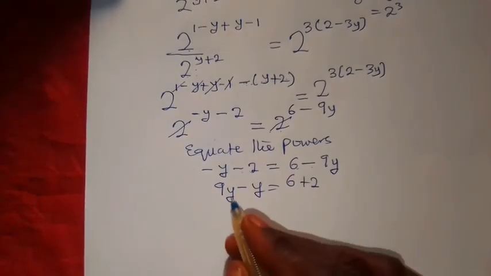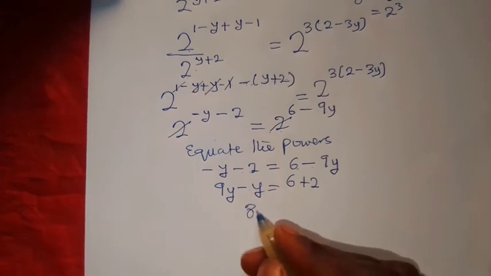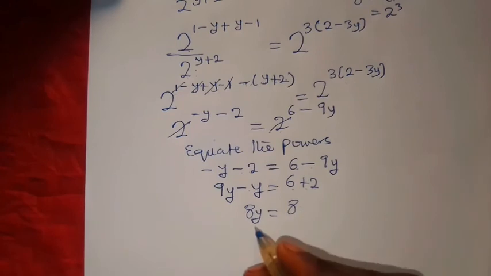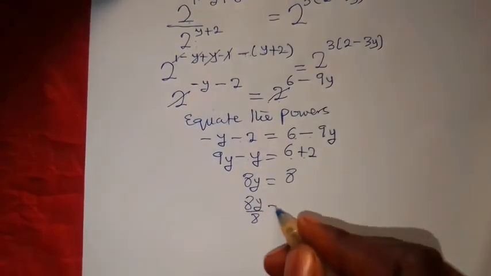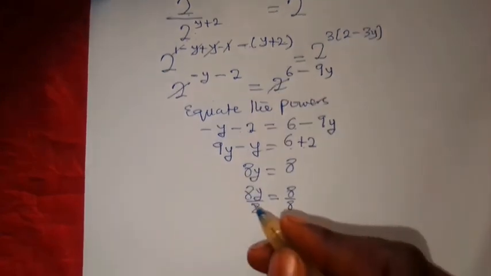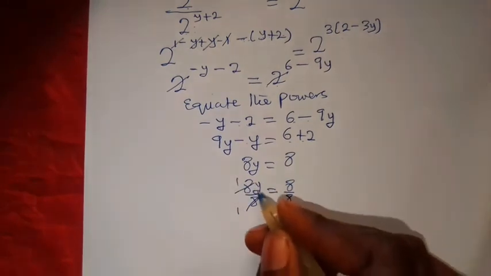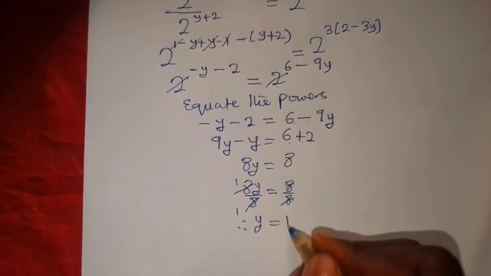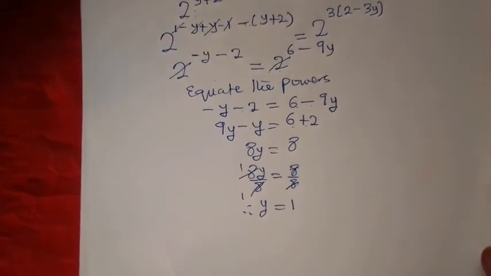So 9y minus y is like saying 9 minus 1. And that will give us 8. 8 what? 8y equals to 6 plus 2 is what? 8. Now, in the next step here, we have to divide 8y by 8 on both sides. So, in doing so, this 8 will cancel out this 8, and then you will be left with what? Y, therefore becoming 1. So, your final answer for this question is that y is equals to 1.